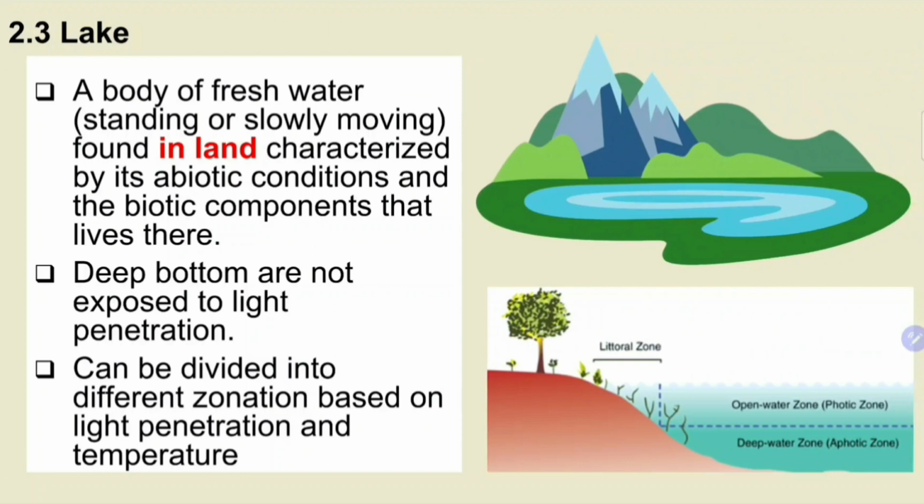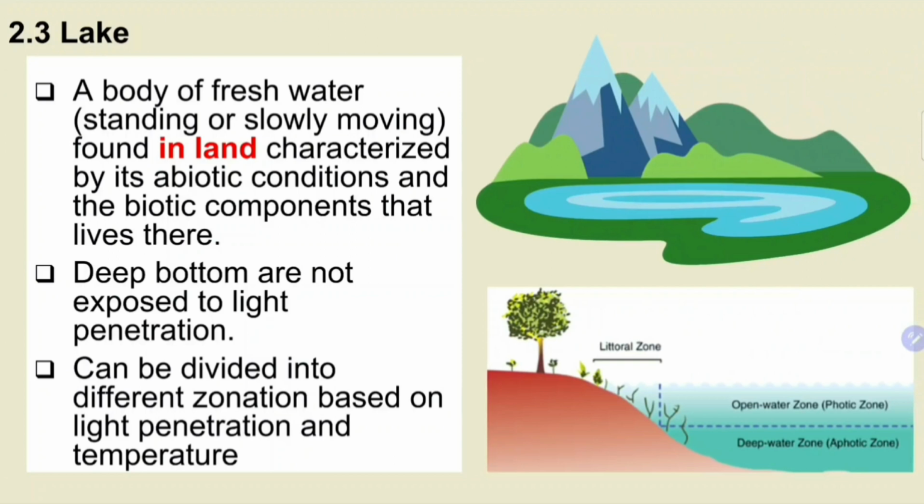And this body of water must be located inland, mesti berada di daratan. Kalau dekat laut dia tak kira. This body of water is characterized by its abiotic condition and the biotic components that live there. Another important characteristic for a lake is it must have a deep bottom that is not exposed to light penetration.